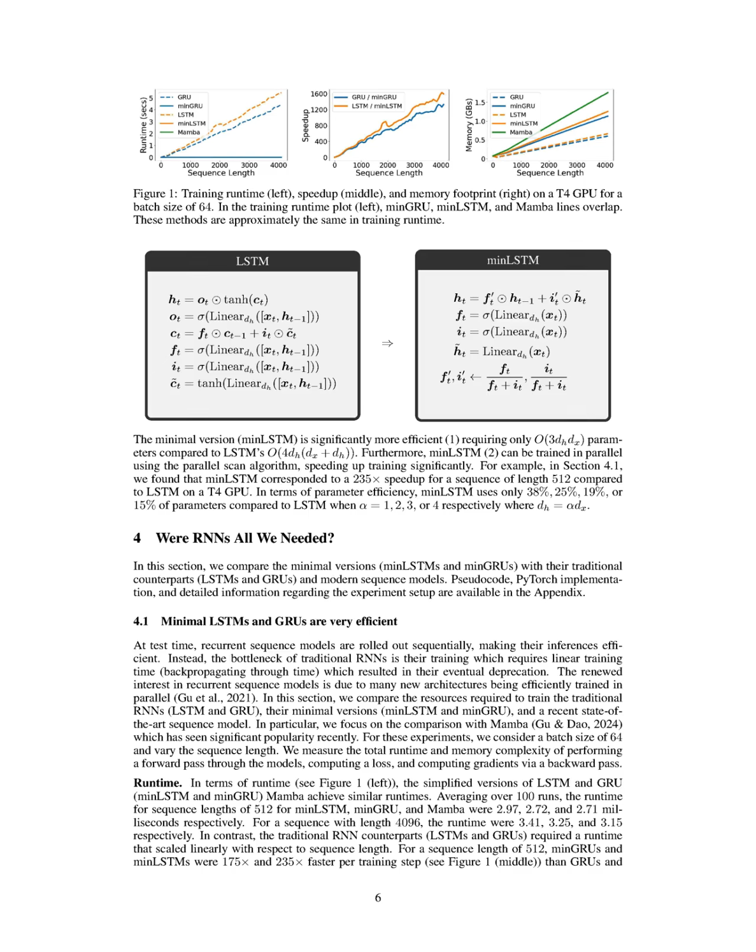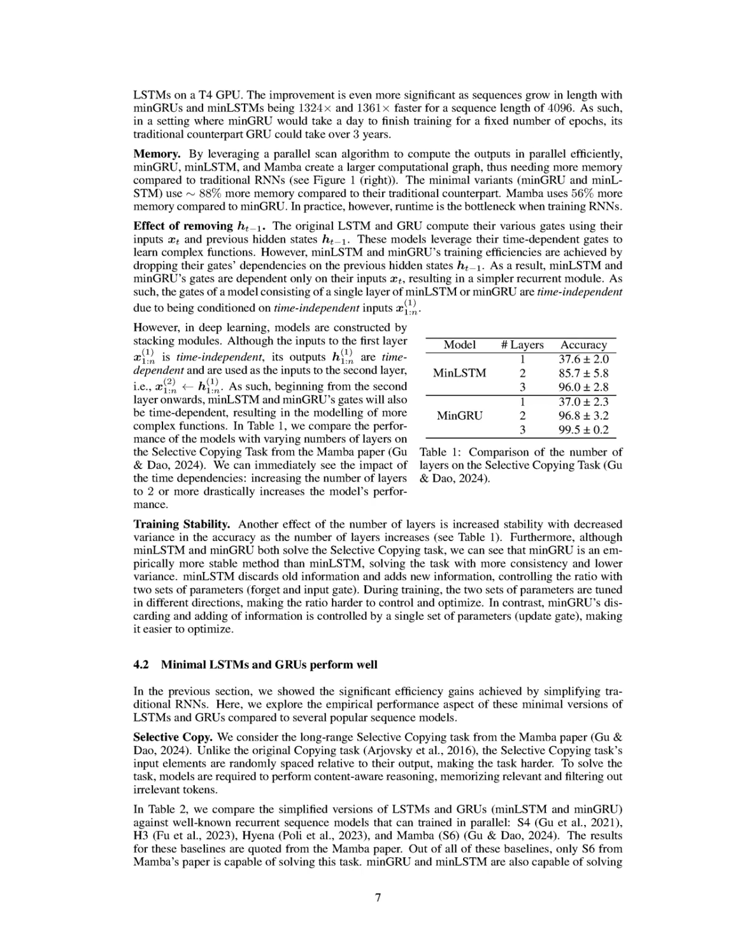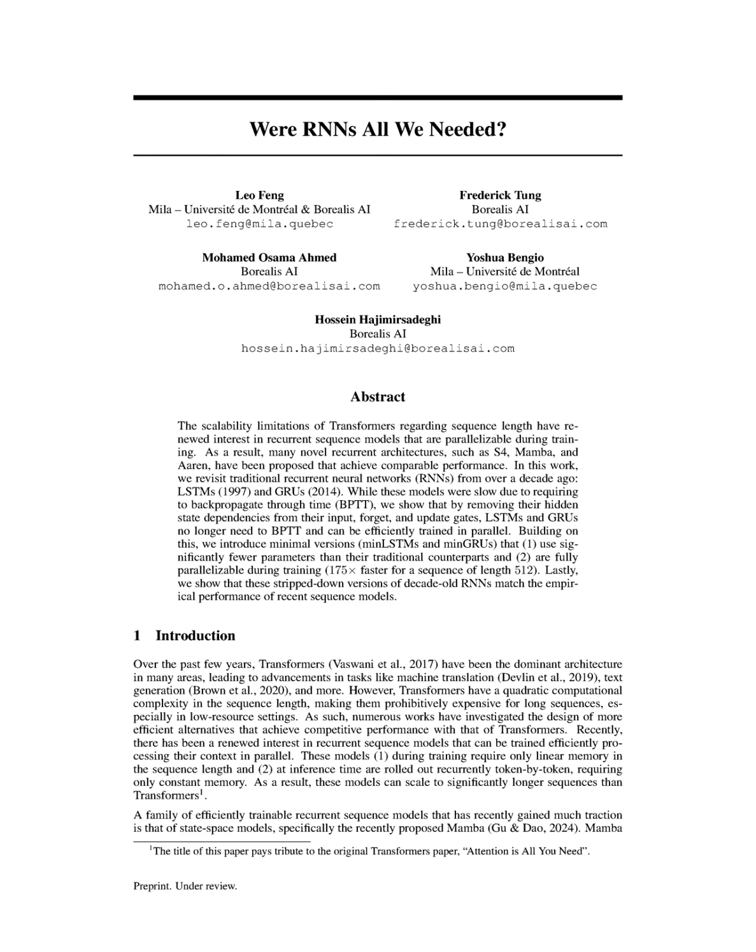The results indicated that minLSTMs and minGRUs were capable of solving the selective copying task, achieving performance comparable to Mamba's S6 model, which was the only other model capable of solving this task. Additionally, the models were tested on MuJoCo locomotion tasks from the D4RL benchmark, where minLSTMs and minGRUs outperformed Decision S4 and achieved competitive performance with Decision Transformer and Mamba. For language modeling, the models were trained on a character-level GPT using Shakespeare's works, where they achieved comparable test losses to Mamba and Transformers, demonstrating their efficiency and effectiveness across diverse tasks.